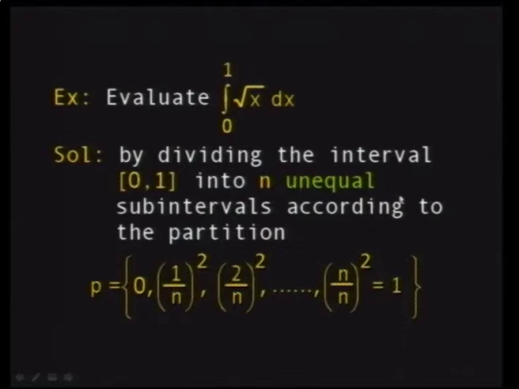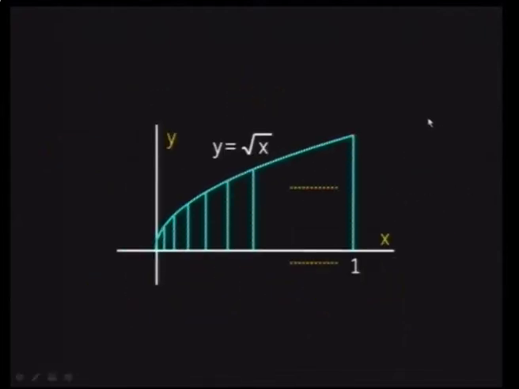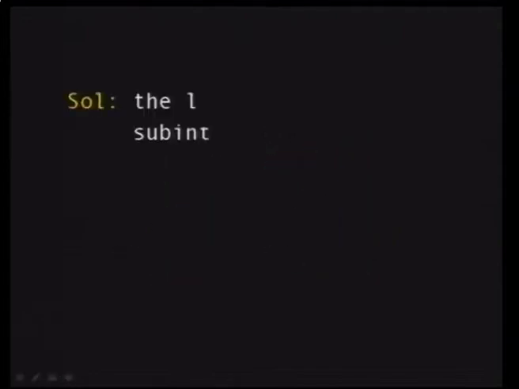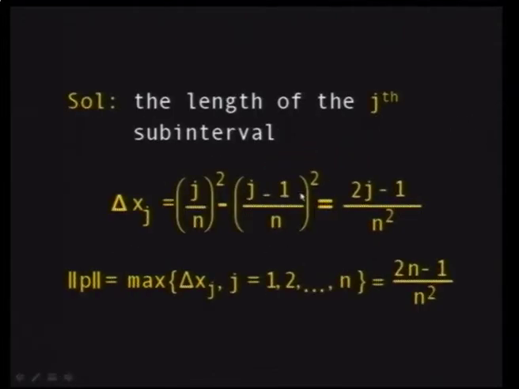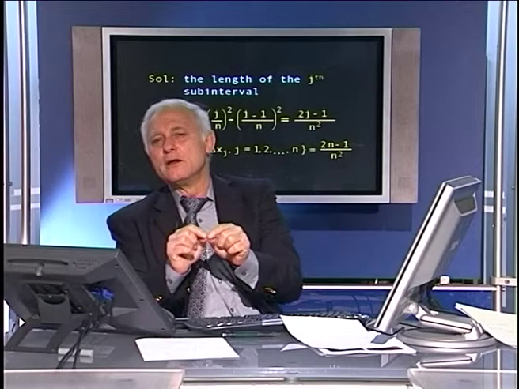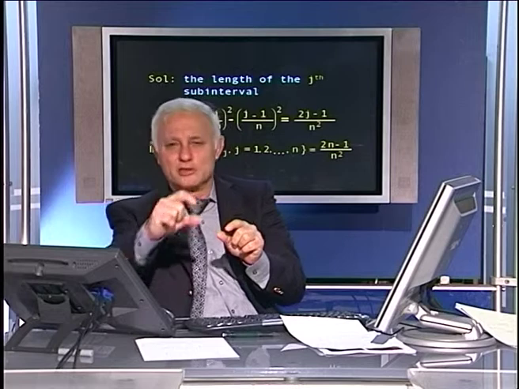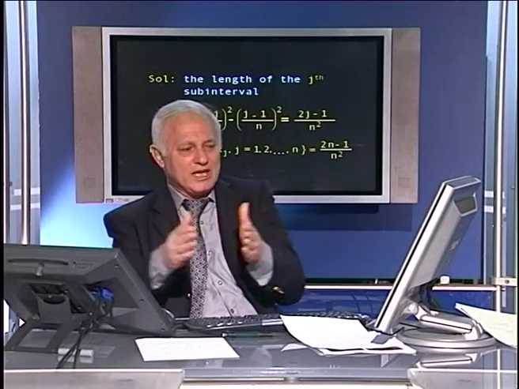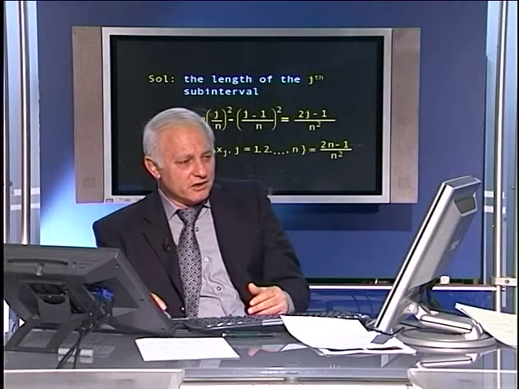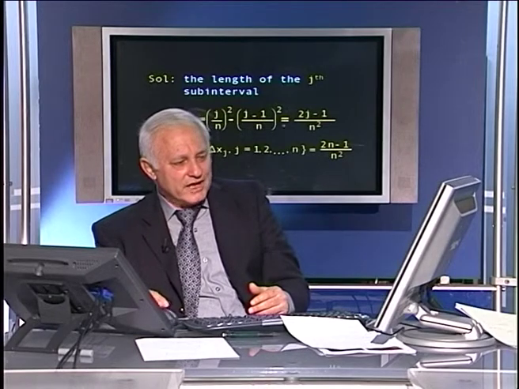Of course, what you do is exactly the same thing. Here is your area, and you partition it into unequal parts. You have here unequal partitions. The length of the j-th partition, you partition according to the rule: the first point is 1 over n squared, the second one is 2 over n squared, etc. So you have unequal partitions. Here is the norm of each partition, or the length of each partition.